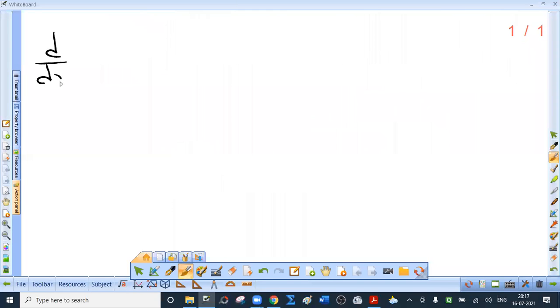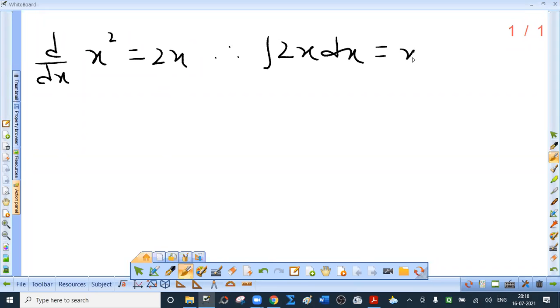What is d/dx of x square? 2x. Why? Because derivative of x raised to n is n x raised to n minus 1. That is 2 x raised to 2 minus 1, that is x raised to 1, that is x. Therefore, as per definition, integral 2x dx is what? It is x square.